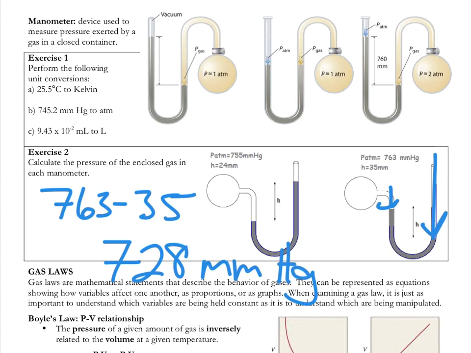So those are the basics of gases and hopefully mostly a review. The next video is going to be about starting with the calculations, the gas laws, and hopefully you remember those pretty well.